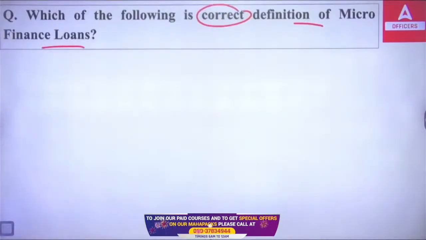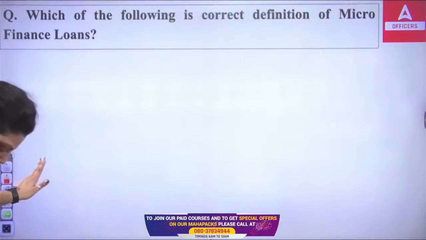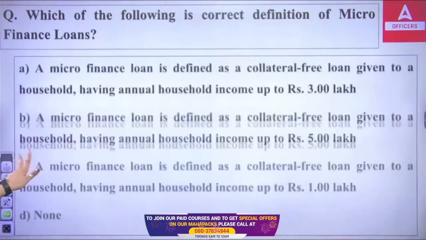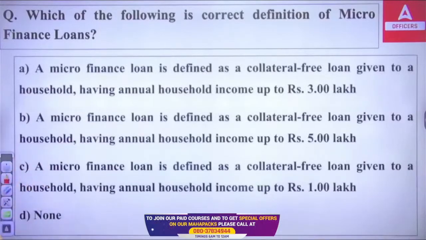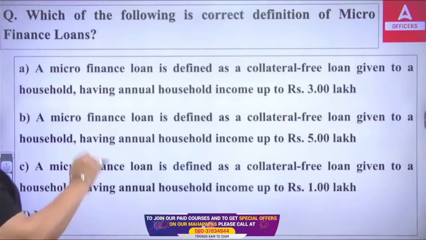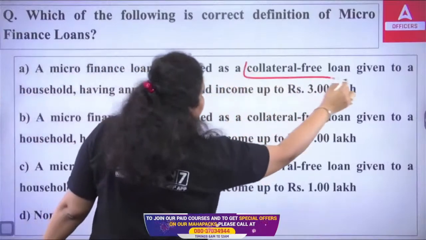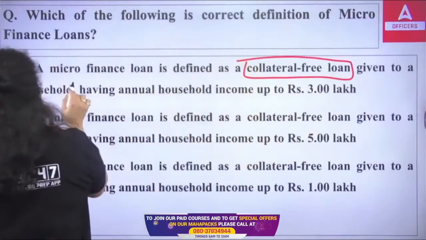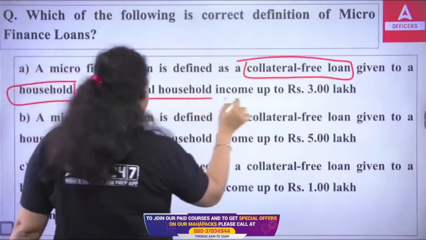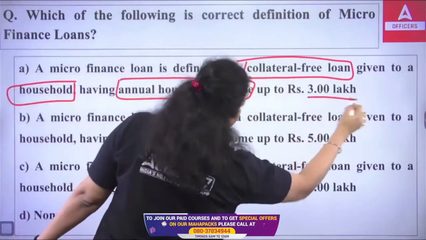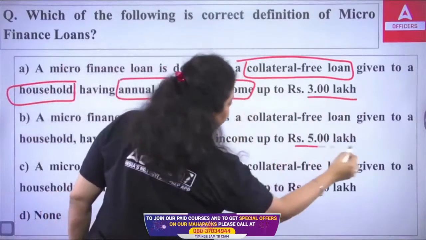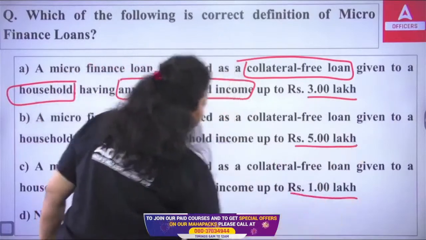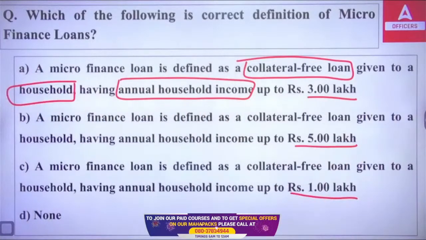Which of the following is the correct definition of a microfinance loan? And in this particular question, you will understand what income limit is required to get microfinance. So first is saying a microfinance loan is defined as a collateral-free loan given to a household having annual household income up to 3 lakh. Okay. Second, up to 5 lakh. Third, up to 1 lakh, or none of the above. So what do you think? Which of the following is correct?